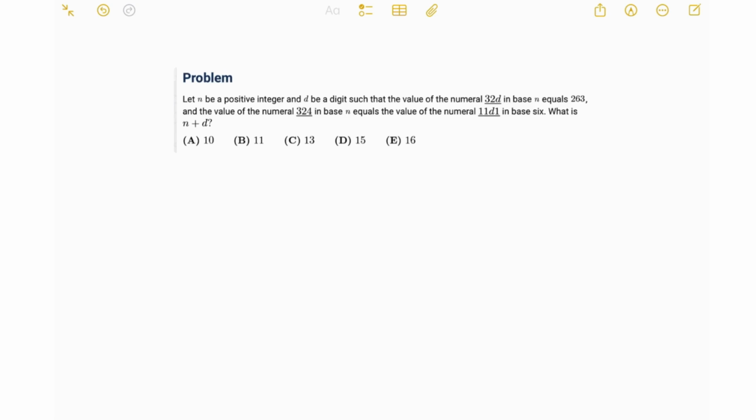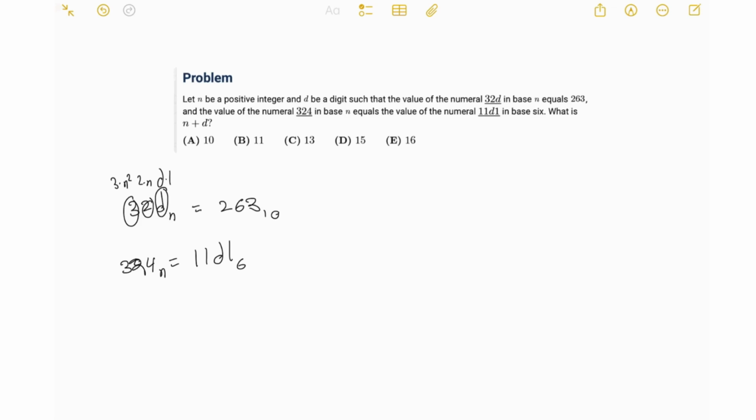So we start this by writing these in equation form. 32d base n is equal to 263 in base 10. And 324 base n is equal to 11d1 base 6. So what we start doing is expressing these as the sum of their powers. So we know that the 3 represents 3 times n squared, the 2 represents 2 times n, and the d represents d times 1.